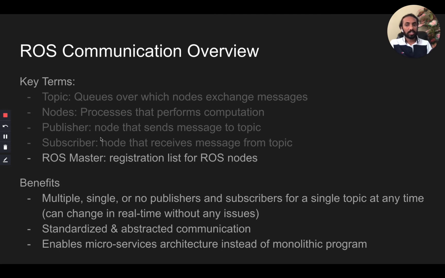So here are some benefits for using ROS communication. Multiple, single, or no publishers and subscribers can exist for a single topic, and this can change in real time without any issues. There's standardized and abstracted communication, and this communication model enables microservices architecture instead of a monolithic program. All these nodes exist separately as a small different service, instead of having all this code live in one place, so it can all work together.